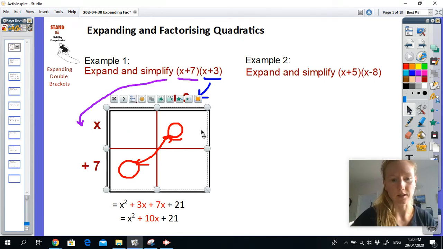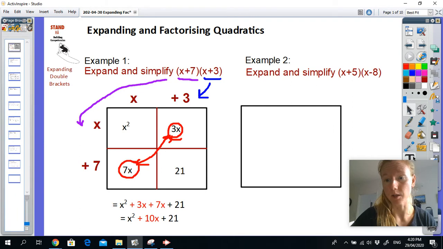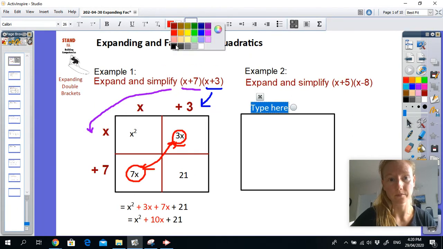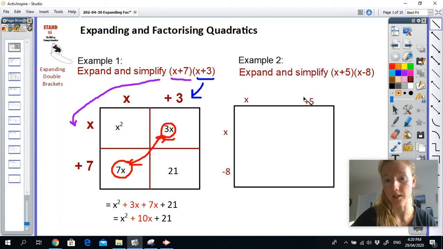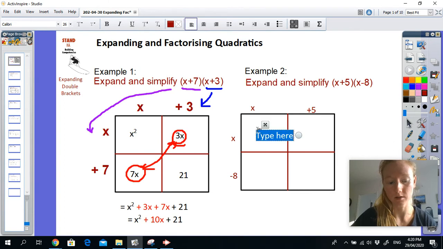Okay. In the second example, we're going to use exactly the same method. Okay. So x from the first bracket and plus 5, and x from the second bracket. Now this is where it's really, really important that we take that sign with it, because that 8 is negative this time. So whatever sign you have in front of it must always go with it. Okay. Then we do our multiplying. X squared, 5x. And this one is that really important one because we have to multiply by a negative number. So we're going to put that negative sign there to show us that it is negative.